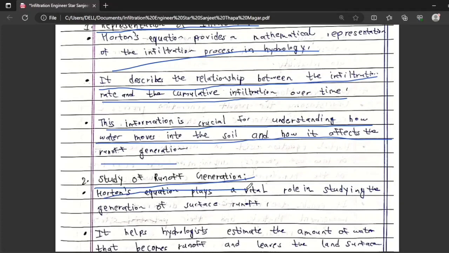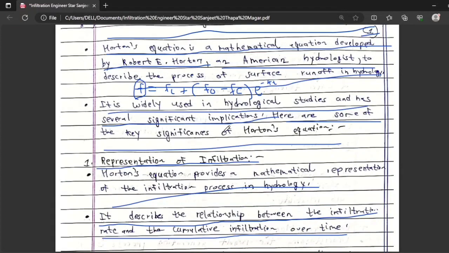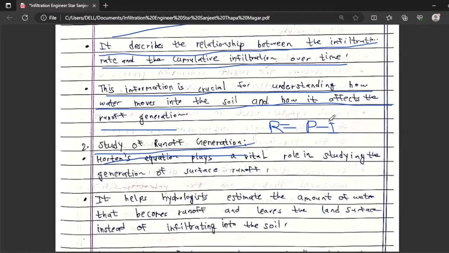Study of runoff generation. Runoff is precipitation minus infiltration. From this formula, we can calculate infiltration, and by knowing infiltration and precipitation, we can calculate runoff.